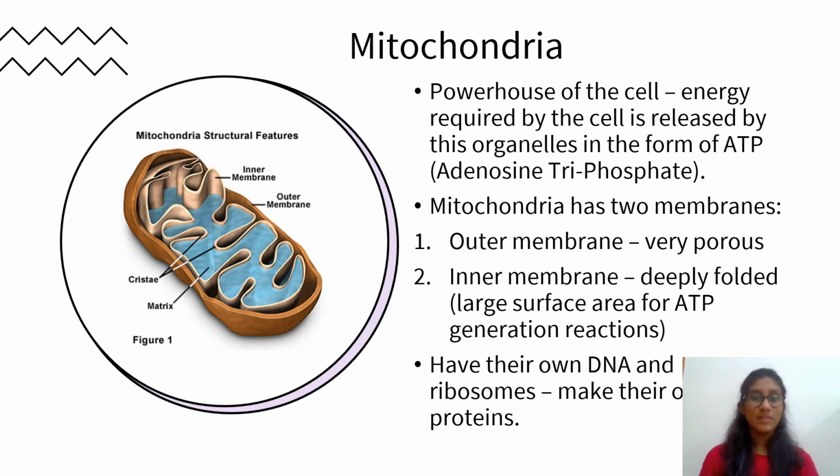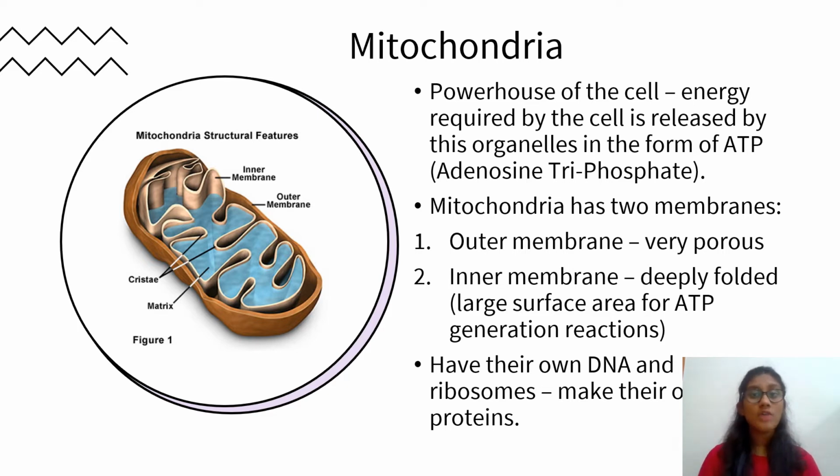We have often heard our seniors memorize the phrase that mitochondria is the powerhouse of the cell. Here is the reason behind the phrase so that you don't have to cram it up too. The energy required by the cell to perform any process is released by this organelle in the form of adenosine triphosphate. We all know that adenosine triphosphate is also known as ATP, which is the energy currency of the cell.